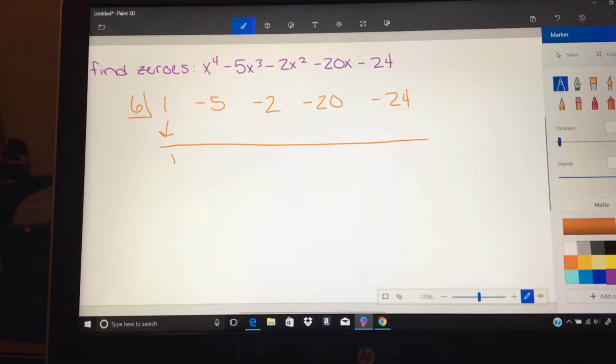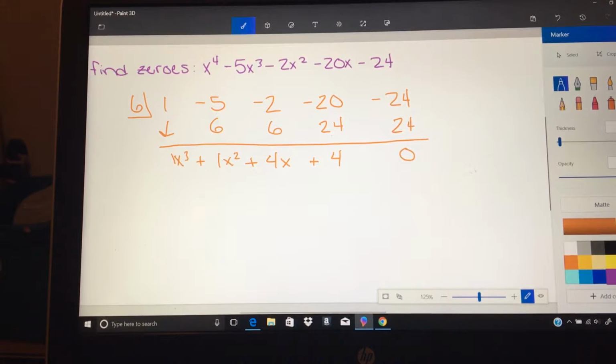Bring down 1. 1 times 6 gives us 6. -5 plus 6 gives us 1. 1 times 6 gives us 6. -2 plus 6 gives us 4. 4 times 6 gives us 24. -20 plus 24 gives us 4, and 4 times 6 gives us 24. We get a 0 there. Okay, so now we have this function of a 3rd degree. So this is 1x cubed plus 1x squared plus 4x plus 4.